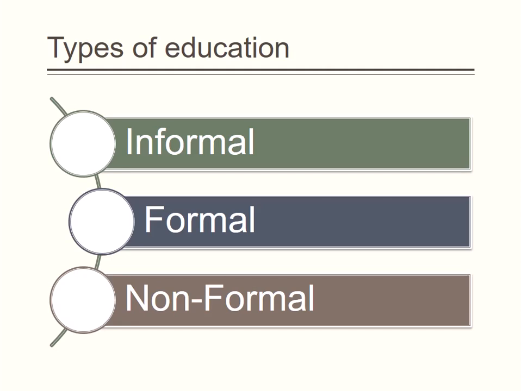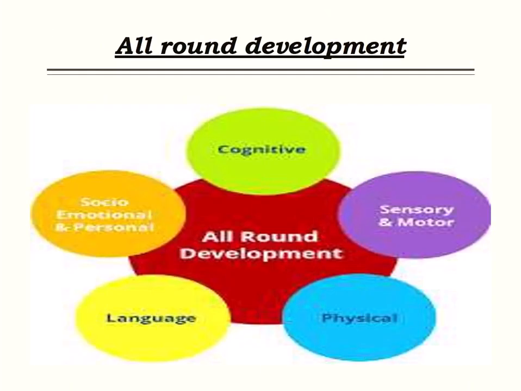sociable. Okay, the non-formal is a semi-structured system where those who didn't have the opportunity for formal education want some few bits to survive in life. So they learn English, they learn mathematics, basic mathematics, so that they can also survive in life. So when you're looking at education, it is all-round development. Any education that leaves out a part is not education.